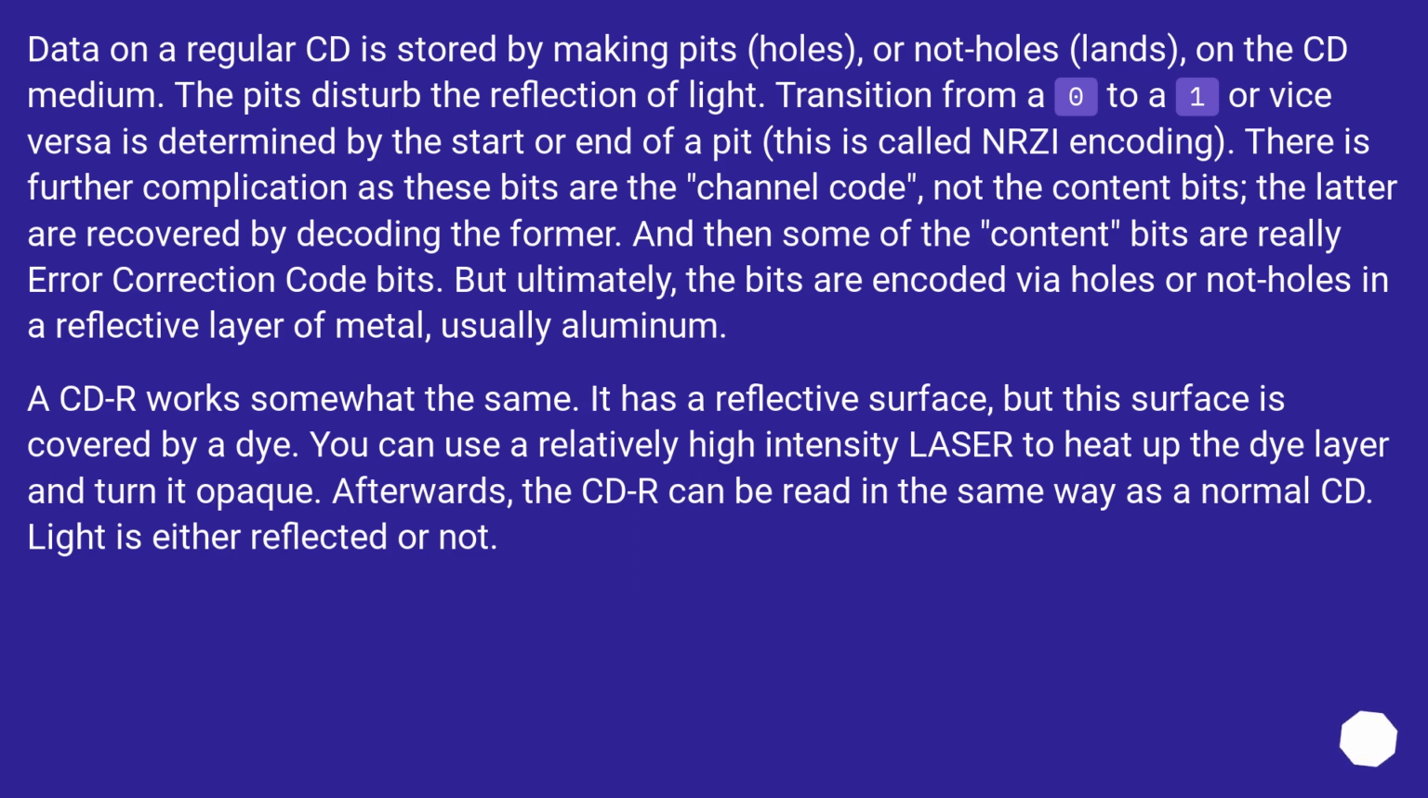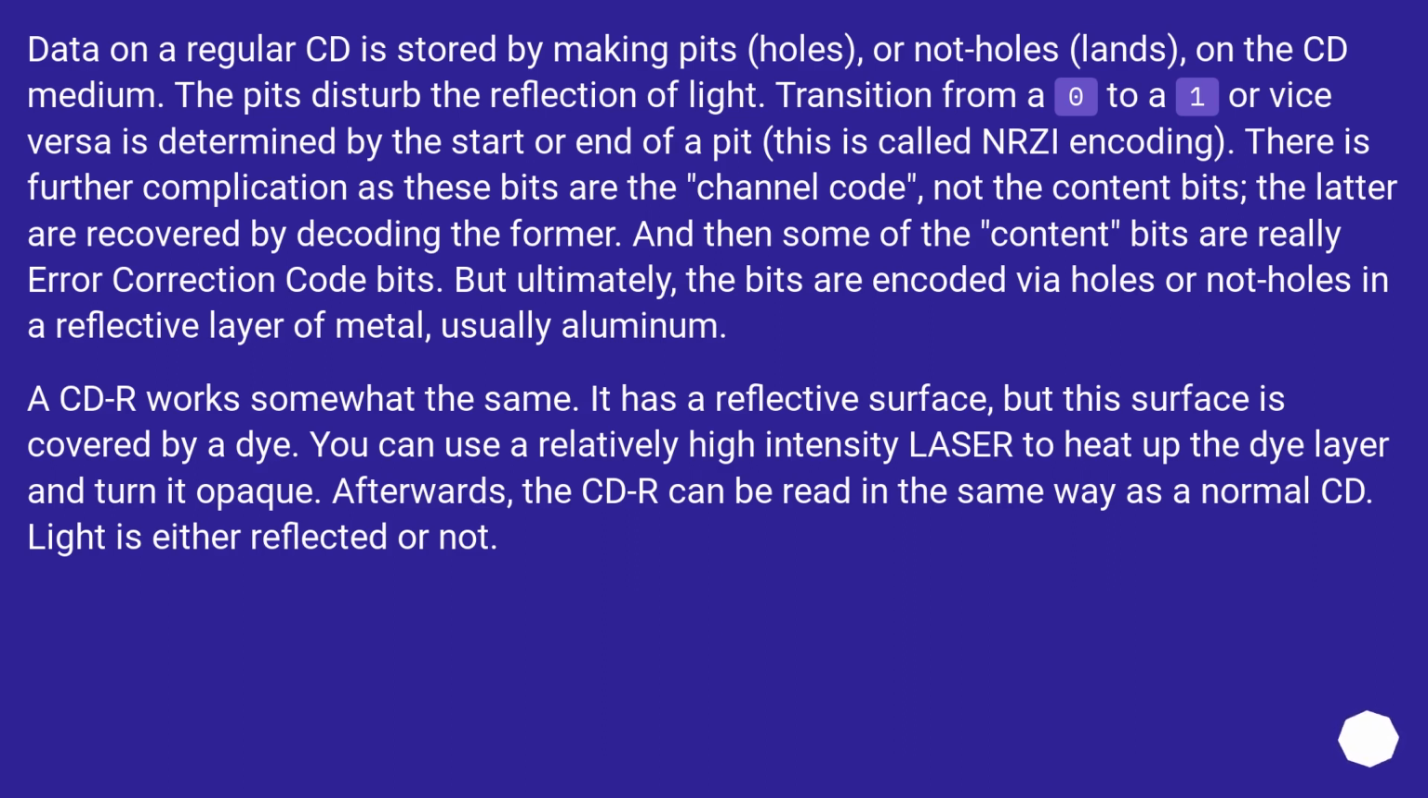There is further complication as these bits are the channel code, not the content bits. The latter are recovered by decoding the former. And then some of the content bits are really error correction code bits. But ultimately, the bits are encoded via holes or not holes in a reflective layer of metal, usually aluminum.